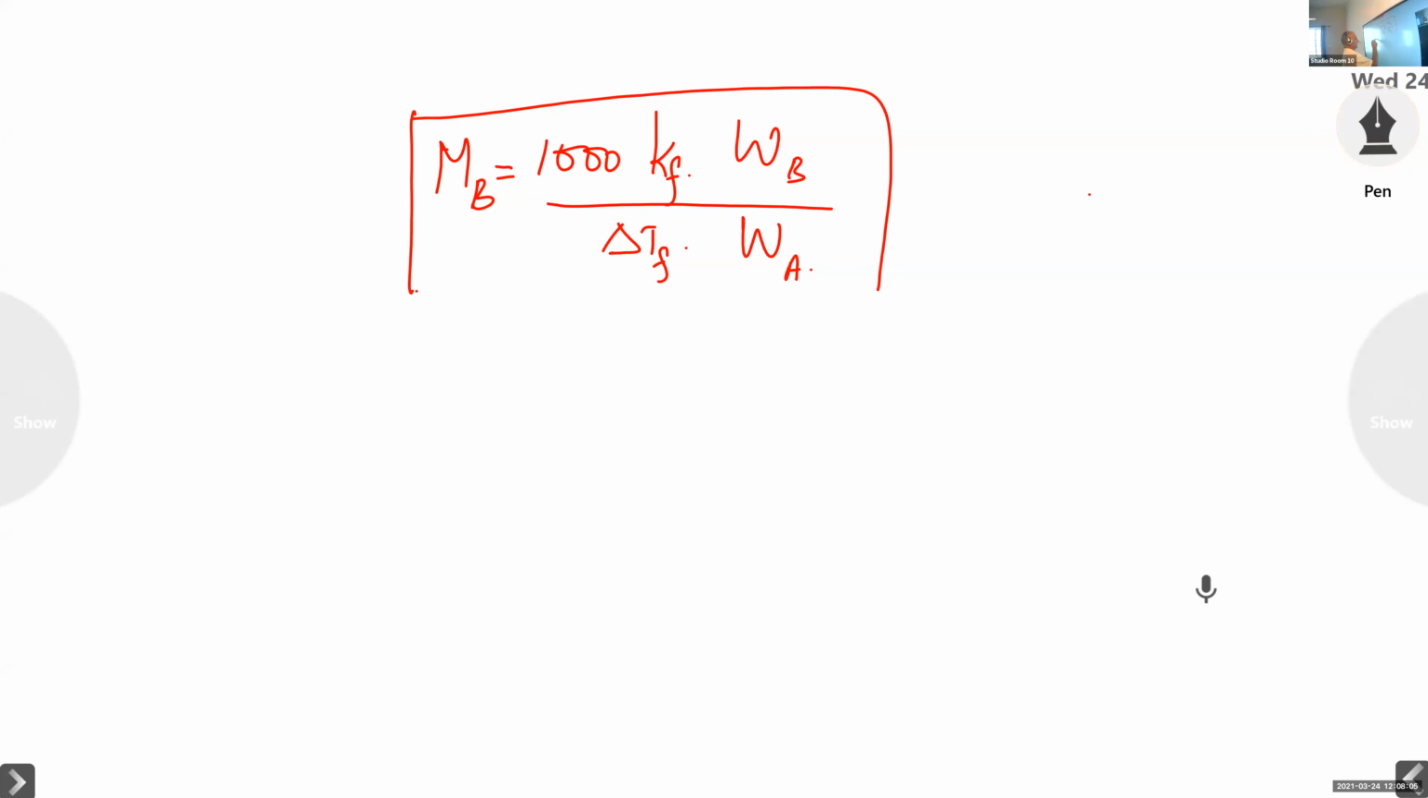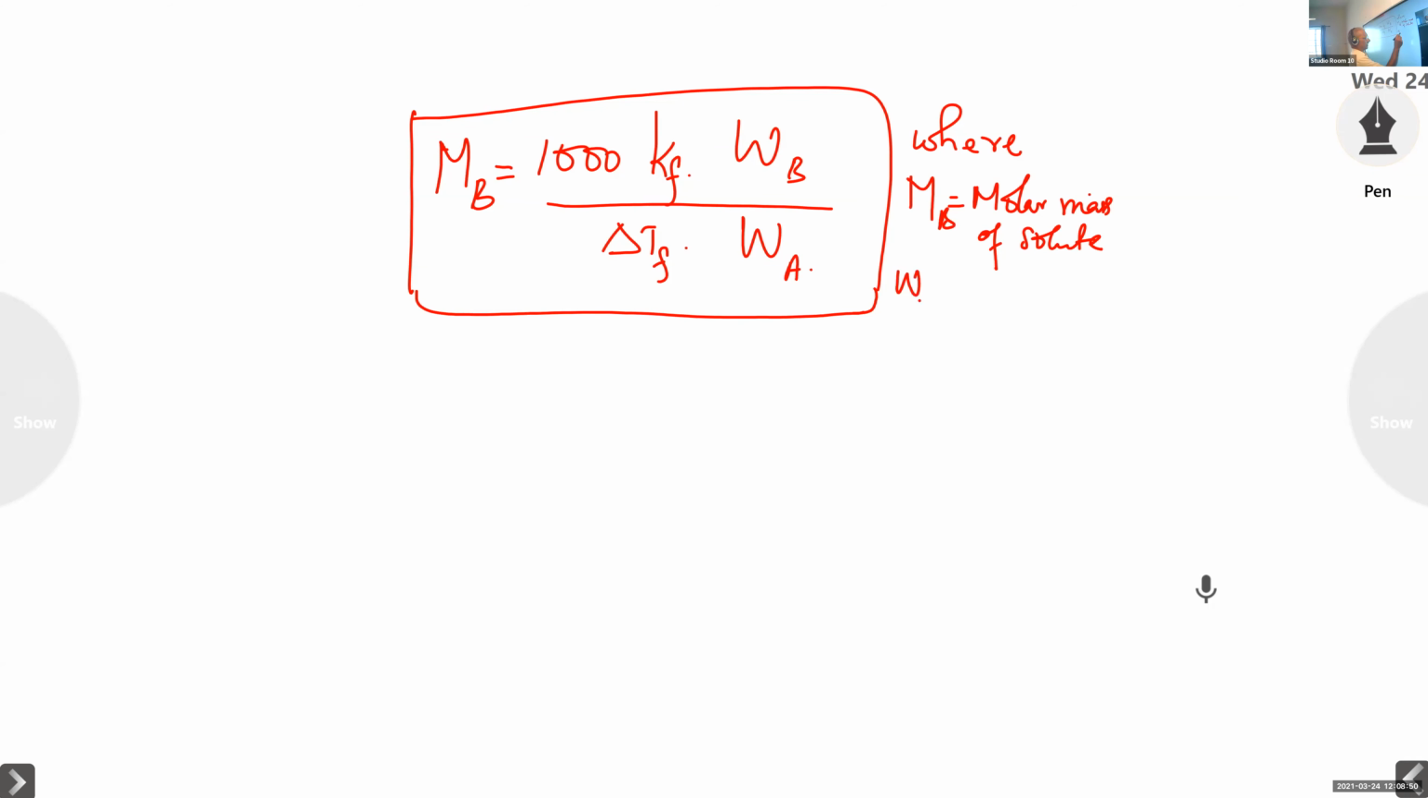And that is the relation for molecular mass of the non-volatile solute, that is from the depression of a freezing point delta Tf. Equation you have written: MB is equal to 1000 Kf into WB by delta Tf into WA. All right? Where, you write, MB is equal to molar mass of the non-volatile solute, molar mass of solute. WB, mass of solute, that is in gram.